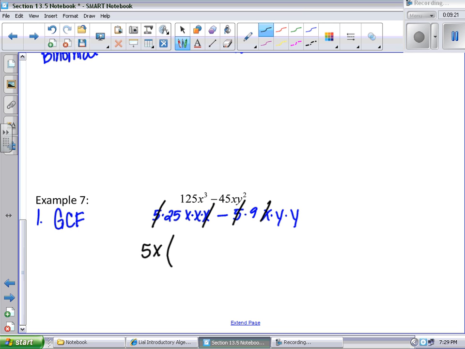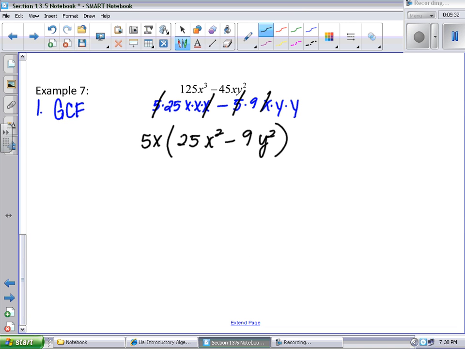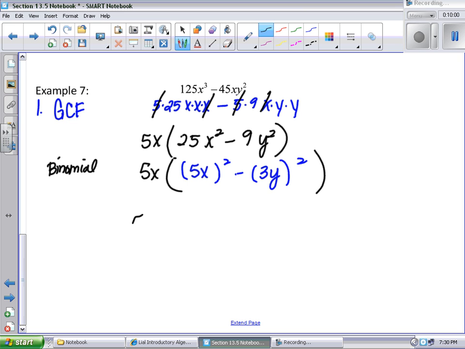And in parentheses, what's left? 25x squared minus 9y squared. And we always want to look inside the parentheses. There's no common factors inside parentheses, but notice what we have with that resulting binomial. Do we have something squared minus something squared? And the answer here is yes. 5x squared minus 3y squared. So I still have this factor of 5x out in front.